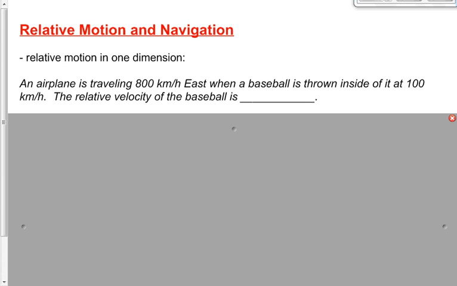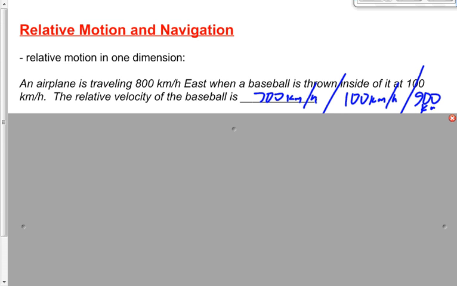The airplane is traveling at 800 kilometers per hour east. When a baseball is thrown inside of it at 100 kilometers per hour, the relative velocity of the baseball is, what could it be here? 700 kilometers per hour. What else could it be? Could be 100 kilometers per hour. What else could it be in this question? 900 kilometers per hour, because we didn't say which way we threw the baseball, whether we threw the baseball to the east or the west. So there could be three correct answers there.